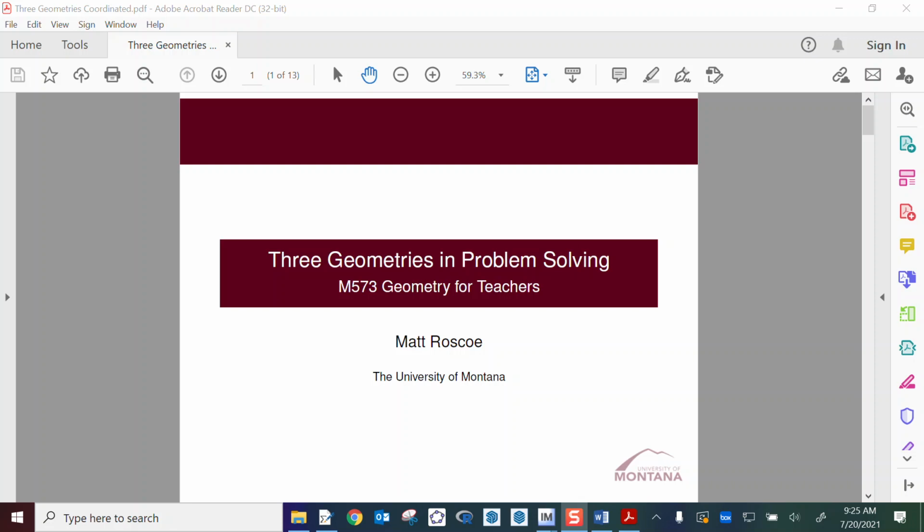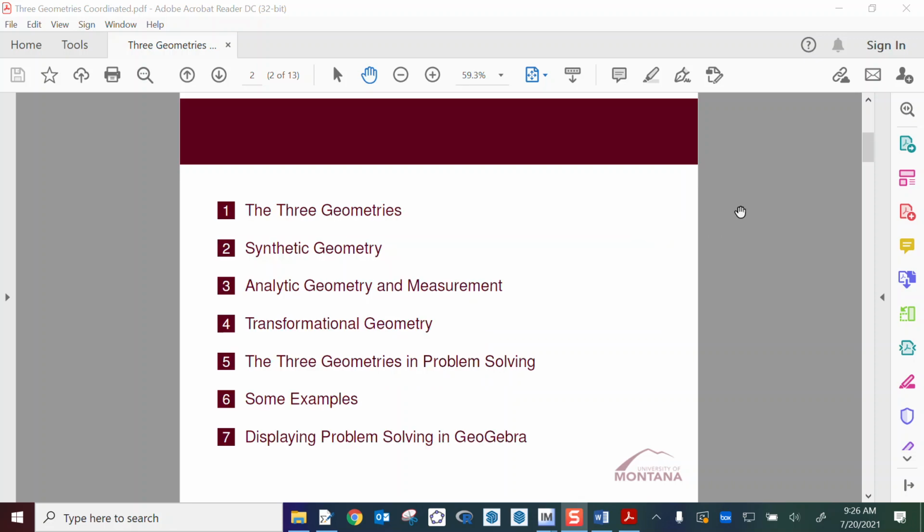So today I'd like to go over how the three different perspectives of geometry that we've built the course around come into play in problem solving, especially in geometric problem solving. So let's review what the three different perspectives of geometry are that are taught in K-12 mathematics: synthetic, analytic, and transformational geometry, and then talk about their role in problem solving. We'll do some examples, and then I want to do one last GeoGebra instruction on how you can help kids understand the problem solving process using technology.